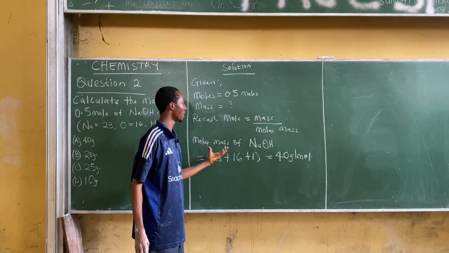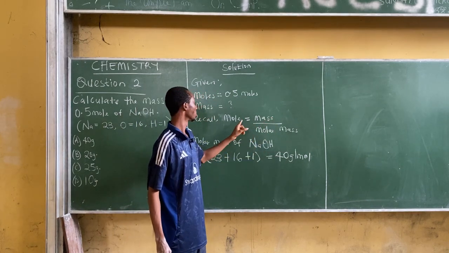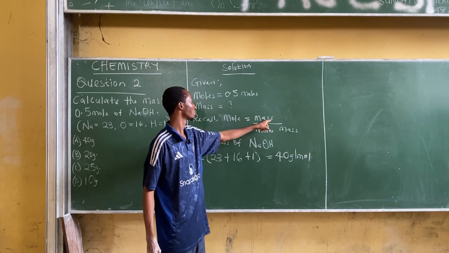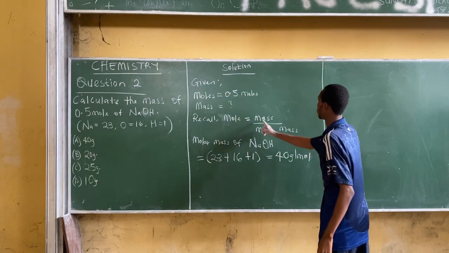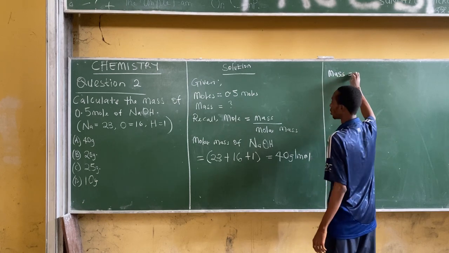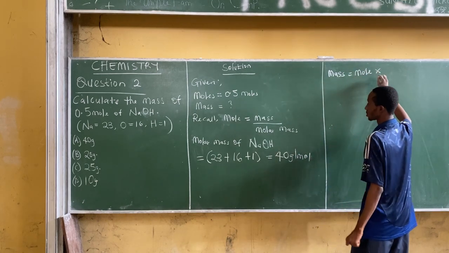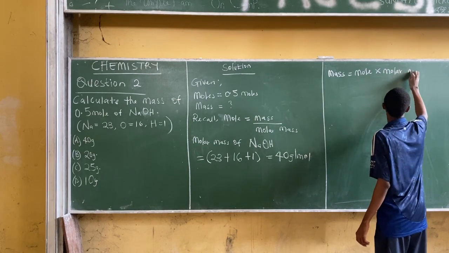Now we have gotten the molar mass, we substitute this value into this equation. But don't forget, we know the mole. Now we know the molar mass, but we don't know the mass. So if we make mass the subject of the formula here, when we cross multiply, we have mass is equal to mole times molar mass.